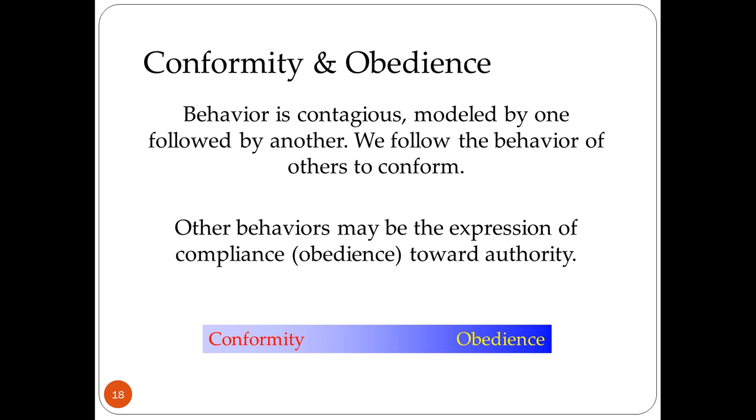Oftentimes, behavior is contagious, and this is evolutionary at its core. There's a reason why behaviors are contagious, because if one behavior is a positive behavior or results in a good outcome for somebody, then you want to engage in the same behavior. So we model other people's behaviors. At a certain level, that's conformity. When we conform to the same behavioral practices of our peers, that's conformity. At the higher end of the extreme is obedience, which is when we act in full compliance without question. So it's a continuum from conformity to obedience, and the studies really began with conformity studies, and then we're going to move on to some obedience studies.